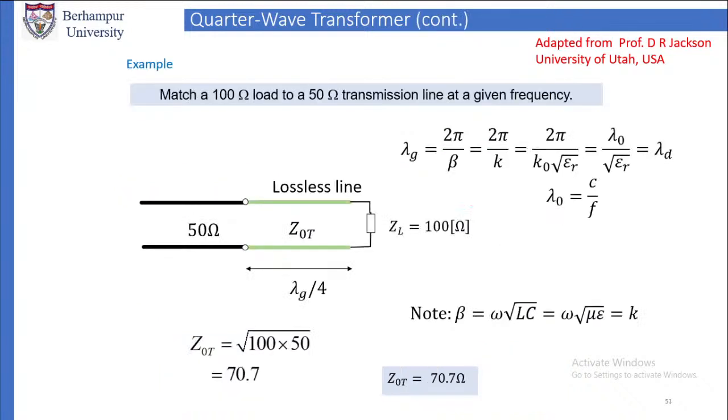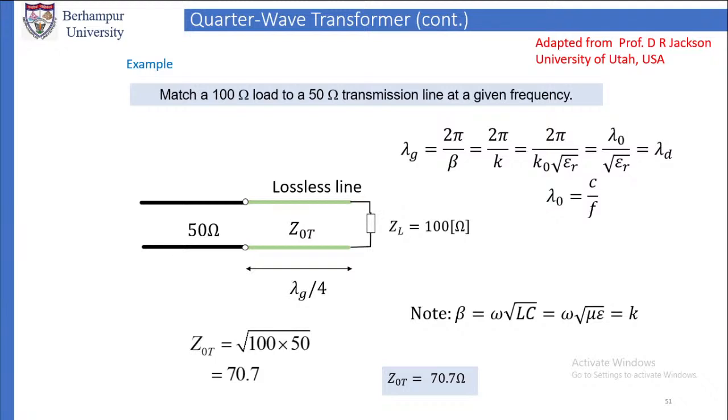So now let us see one example of this quarter wave transformer. Then we'll take a break. You can ask me whatever questions you have. Now under this condition, we are trying to match a 100 ohm load to a 50 ohm transmission line at a given frequency. Frequency can be anything. So the first transmission line, its Z0 is equal to 50 ohm, ZL is equal to 100 ohm.